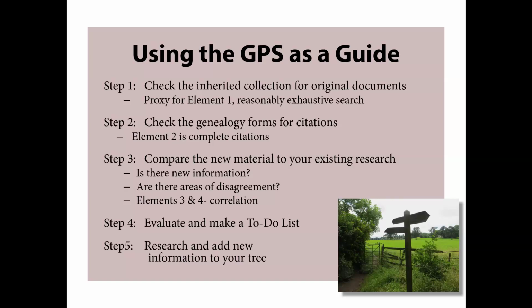Then you want to compare the new material to what you already know and try to identify where the gaps are. Did you find something new in that inherited research that you didn't come across? Are there any areas of disagreement? And can you look to resolve those? Then think about correlating, steps three and four. That's when you start to think about making a to-do list, because maybe you find there is more research to be done based on what you've already evaluated. And once you've started to do that, you're going to do the research and add new information to your tree.